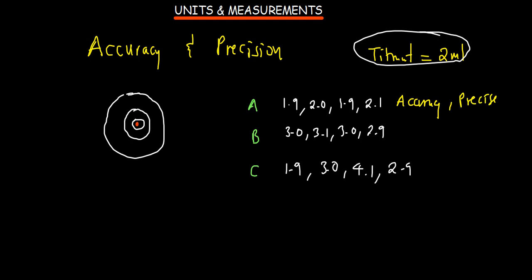If you look at person B, they have got 3.0, 3.1, 3.0, 2.9. These values are very close to themselves. It means that this person is precise, because the values are close to themselves. But these values are not close to the true value, so this is not accurate. The person is precise but not accurate. They are inaccurate. If you look at person C, the values are not close to the actual value, neither are the values close to themselves. So this one is neither accurate nor precise.